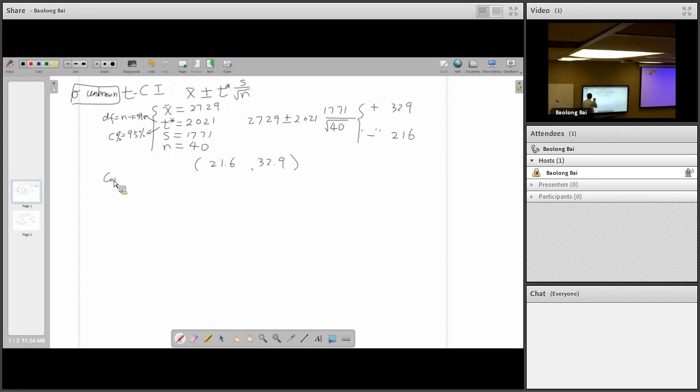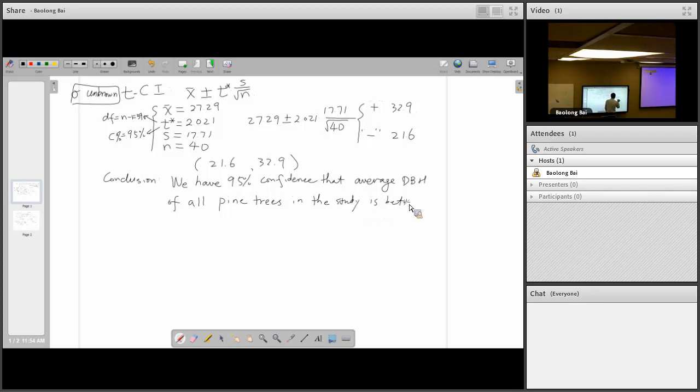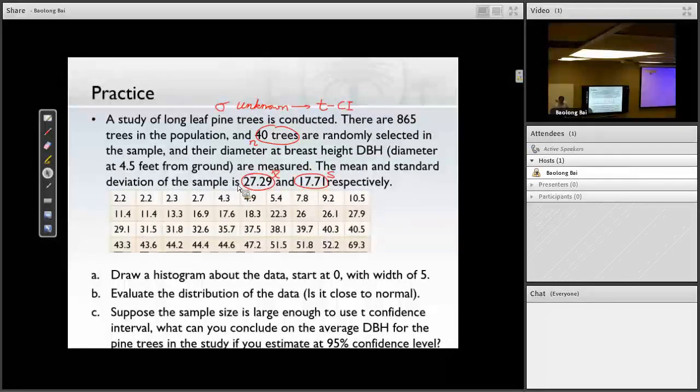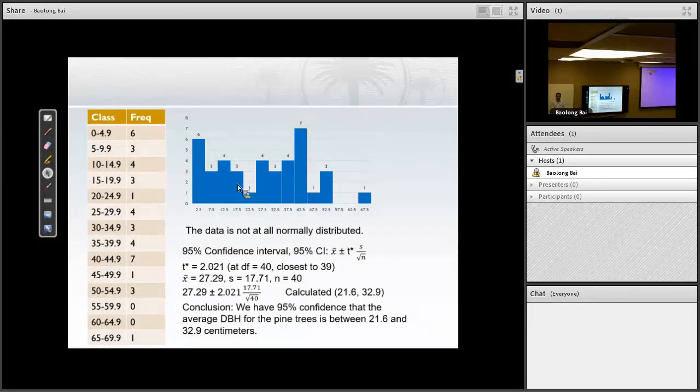And don't forget, I will require you to write the interpretation, the conclusion. It's the same format. We have C% confidence, so we have 95% confidence that the population mean, the average DBH of all pine trees in the study, is between 21.6, if you can put a unit here, and 32.9. So that concludes the T confidence interval. You have the complete process over here. All right.